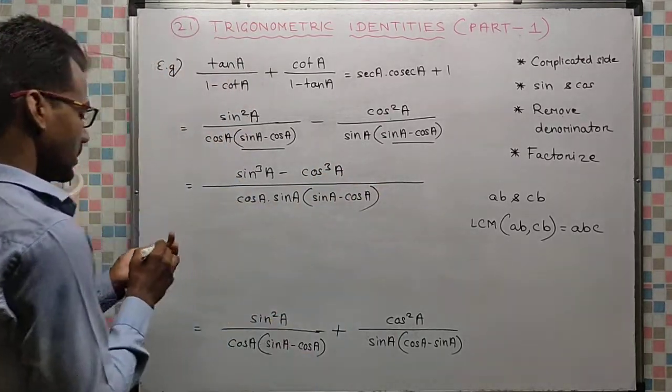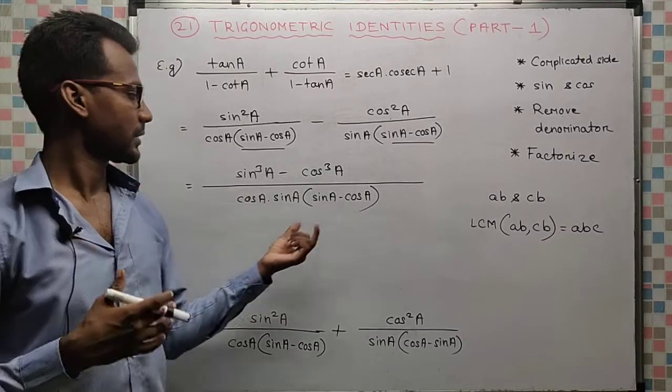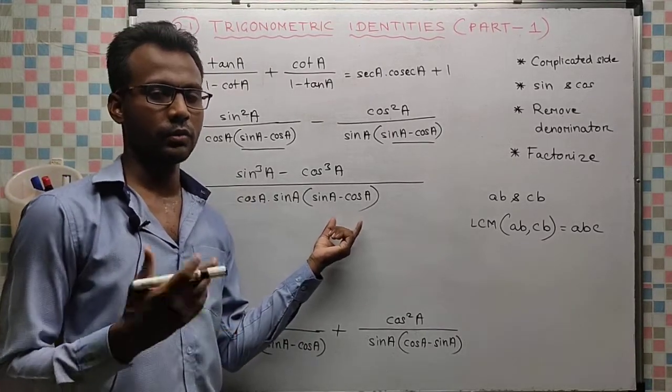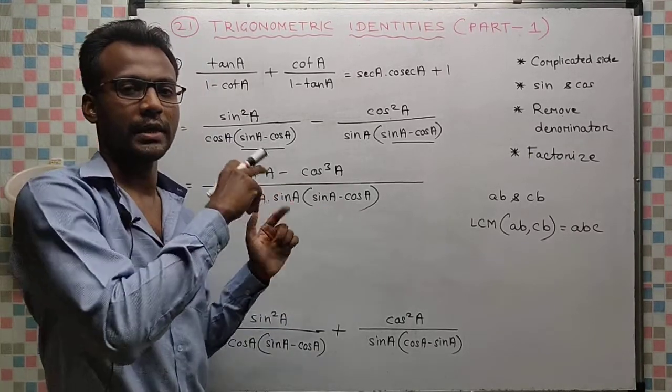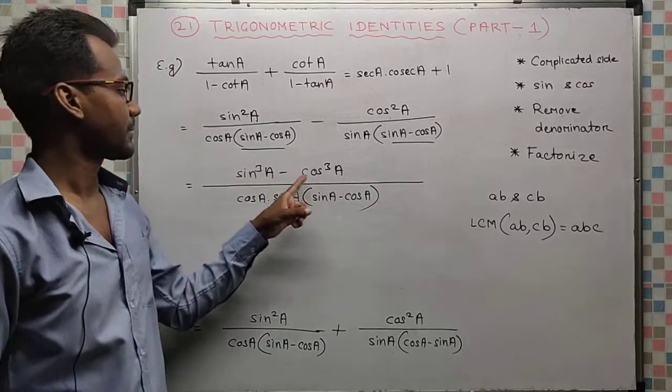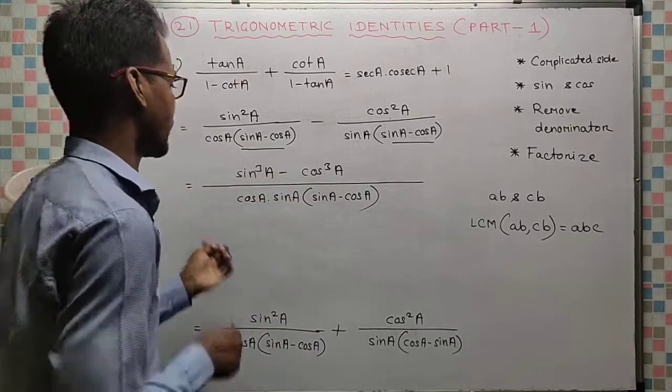Now, these two are not a headache to me. This is the main headache. I want to remove this. How to remove this? I want sin A minus cos A in the numerator, so that I can cancel. This can be factorized. Sin cube A minus cos cube A, a cube minus b cube, can be factorized. So let us factorize.